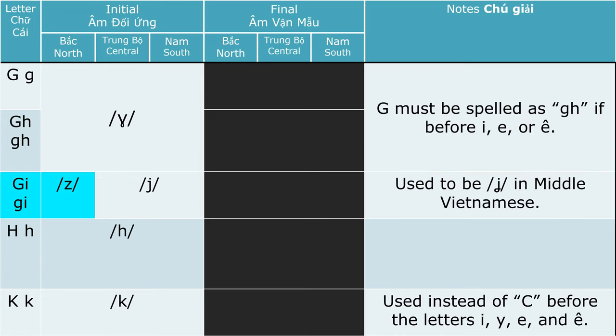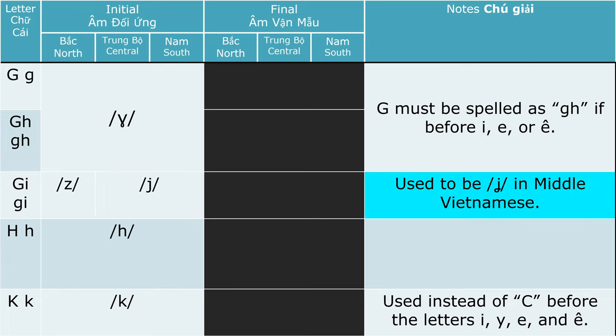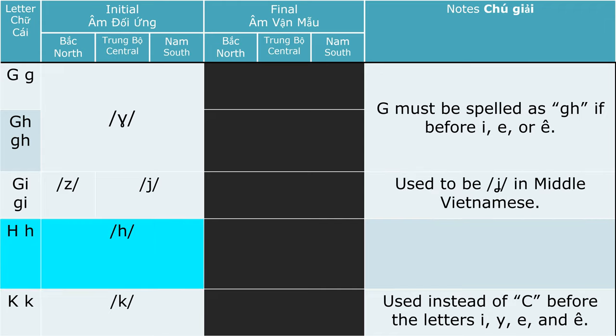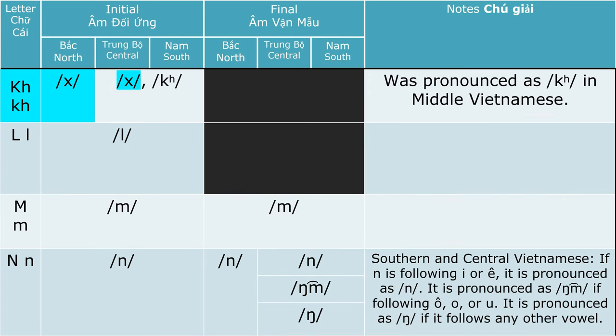Z. In Central and Southern Vietnamese, GI is pronounced as ya. GI used to be pronounced as ya in Middle Vietnamese, similar to some Spanish double L sounds. H. K. As stated before, the letter K is used instead of C before the letters I, Y, E, and E circumflex. Ka. Also pronounced as ka in Central and Southern dialects. This sound was pronounced as ka in Middle Vietnamese.